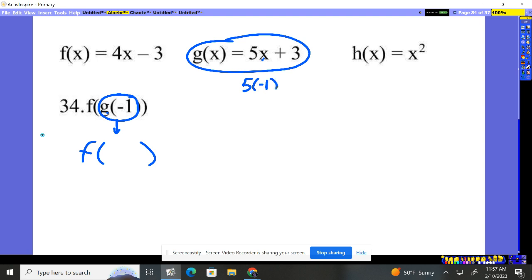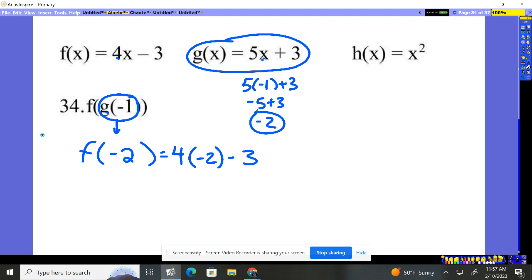5 times negative 1 plus 3. Negative 5 plus 3, which is negative 2. So this is negative 2. So we now are going to take negative 2, that answer, and plug it into the f function. Here's the f function. It says do 4 times whatever x is, which in this case is negative 2, and take away 3. So I was simply taking my answer and plugging it into the x there. 4 times negative 2 is negative 8 minus 3. Negative 11 is the answer to 34.